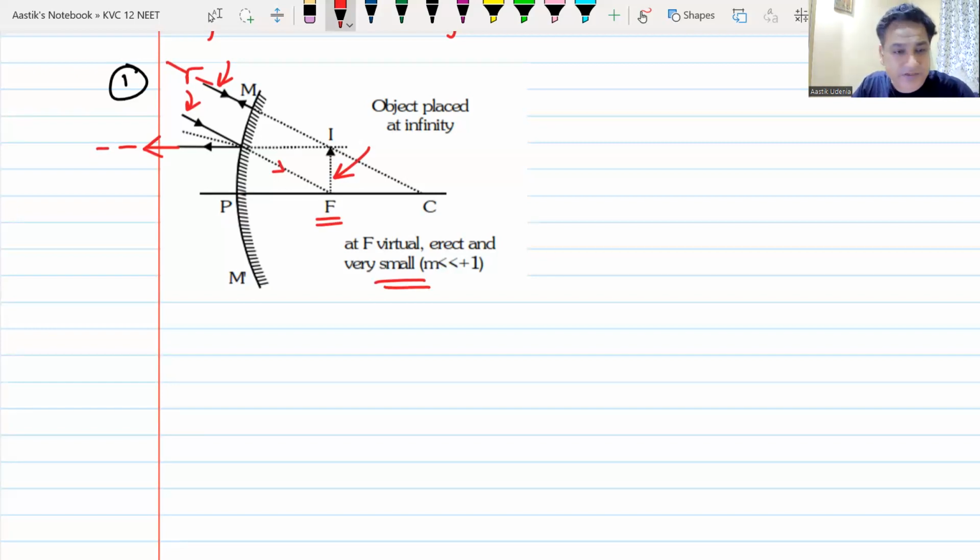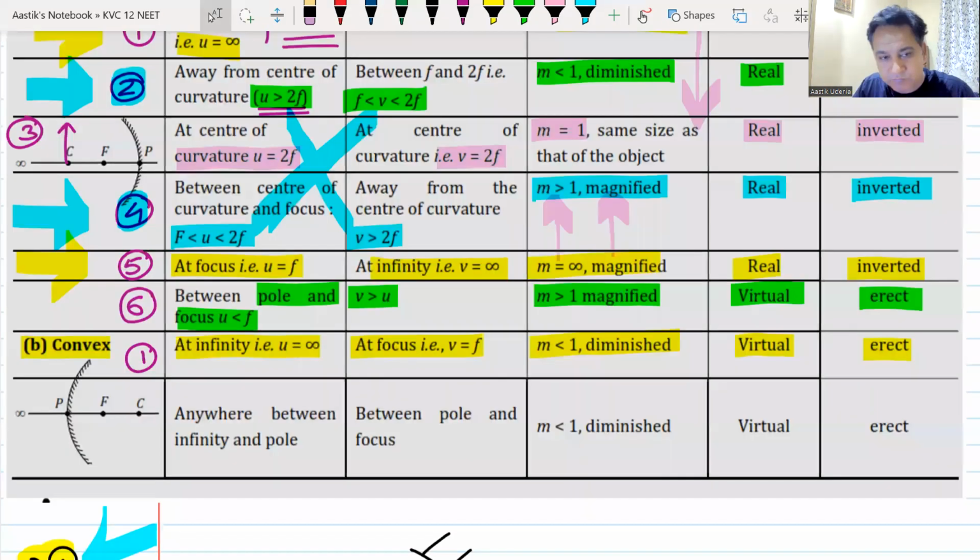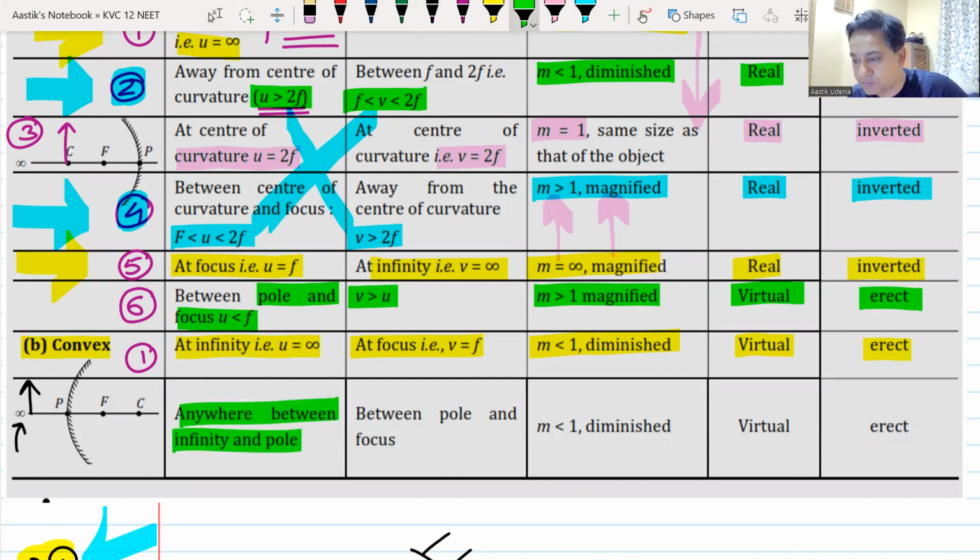Can I move on to the next point? Yes, sir. And the next point is here. Now, you can place the object anywhere. Anywhere you can place the object. Let us say I put it here. Anywhere you place the object now, anywhere between infinity and pole. Remember the position. The position of the image is between pole and focus.